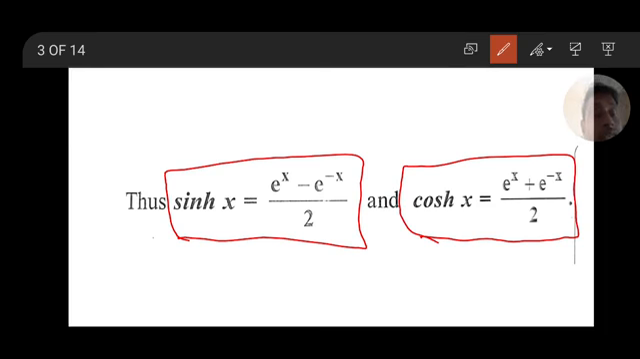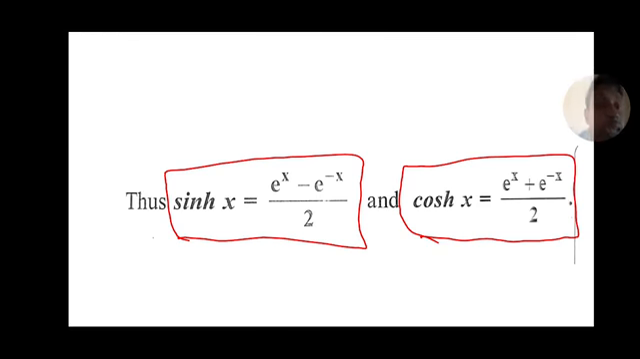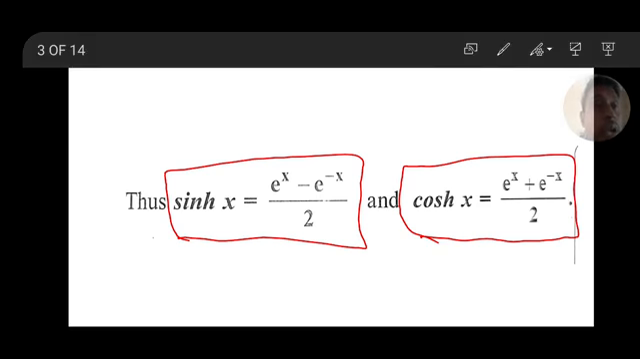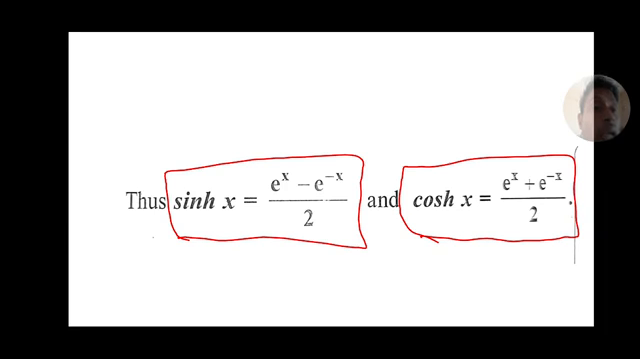Okay, these definitions will come in the exam as short questions. Please remember these two. Sin h of x equal to e to the power of x minus e to the power of minus x by 2, and cos h of x equal to e to the power of x plus e to the power of minus x by 2.